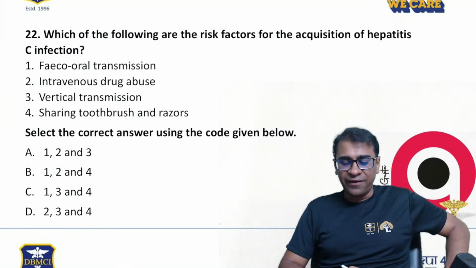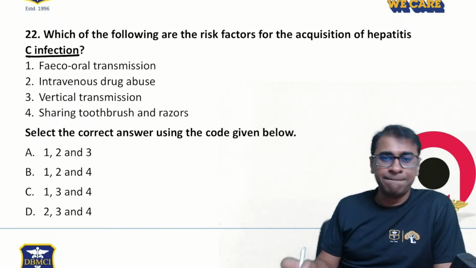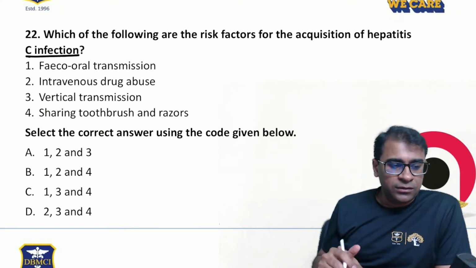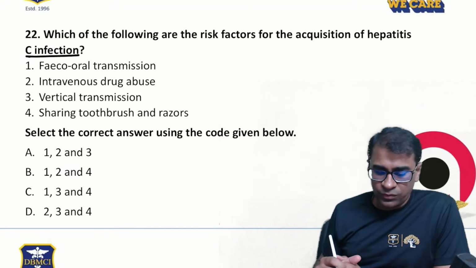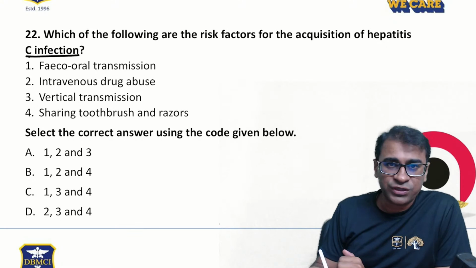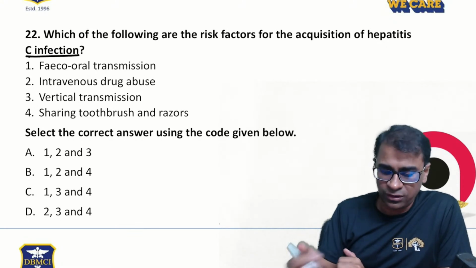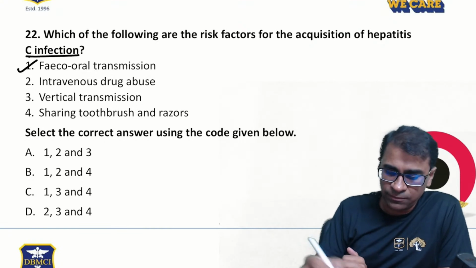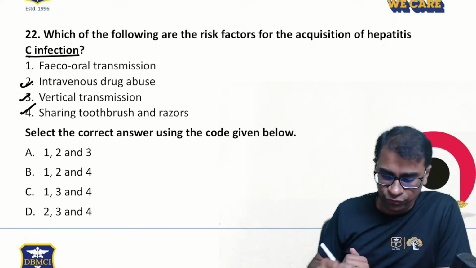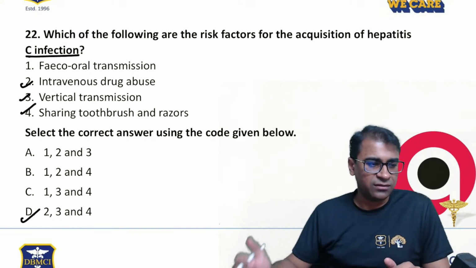The following are the risk factors for acquisition of hepatitis C infection. The following is not... Look, it is often blood-borne, yes, vertical and horizontal. So it cannot be fecal-oral. So the answer should be 2, 3, and 4. Simple, right? Fecal-oral is not the basic mode of transmission.